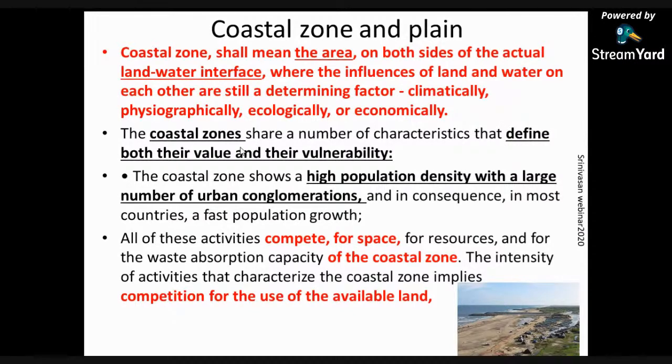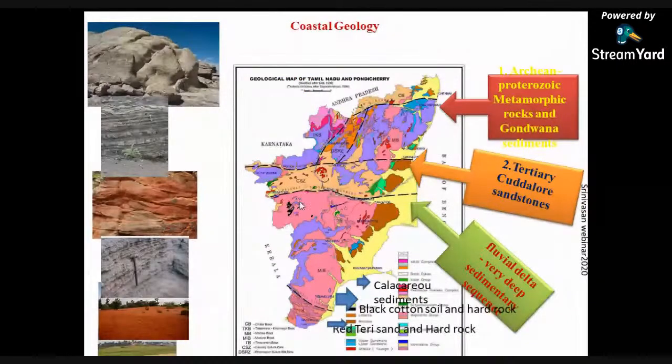Each coastal zone all along the coast and shore has its own vulnerability, and because of population density and urban agglomeration, there is competition to use the coastal plain area. There are a lot of activities in the coastal zone, so there is plenty of demand for groundwater. We will now run through the coastal plain of Tamil Nadu. This is a geological map. What is the basic geology all along the coast?